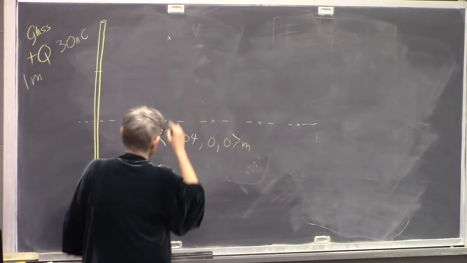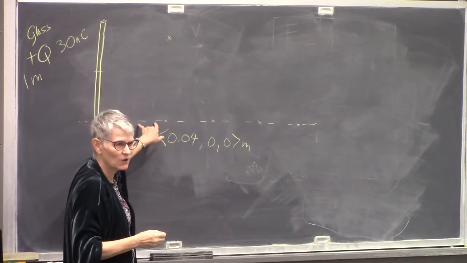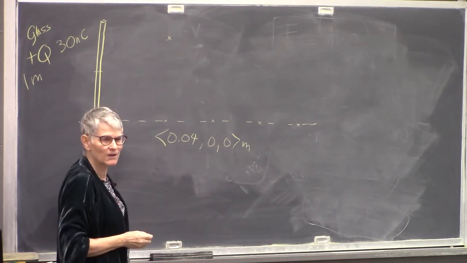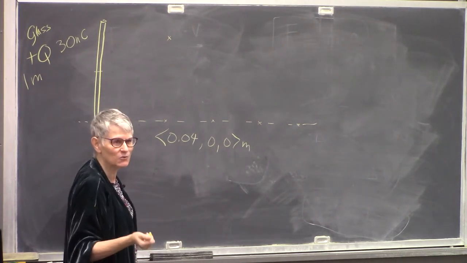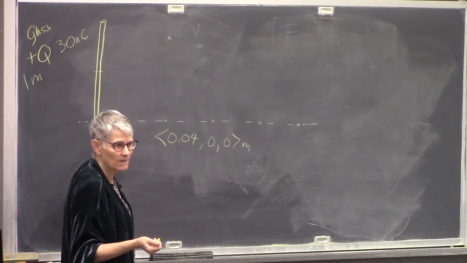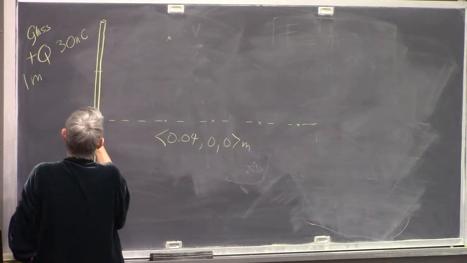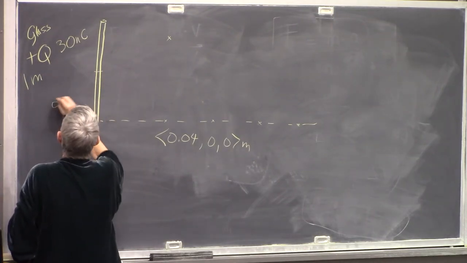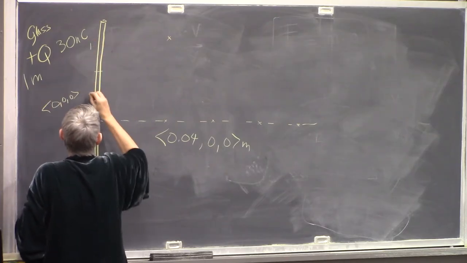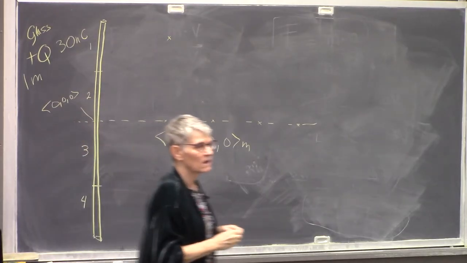So this is our observation location, and obviously this is not to scale, because if this is supposed to be a meter long, then 4 centimeters would be about here, but I'm exaggerating so that we can draw arrows. And so let's make the origin here. And we'll call this piece 1, piece 2, piece 3, piece 4.